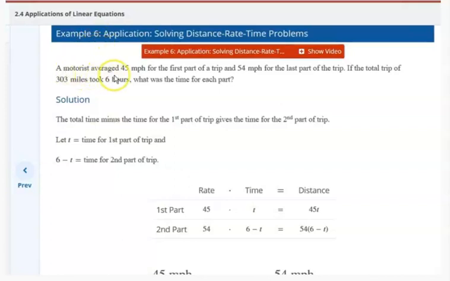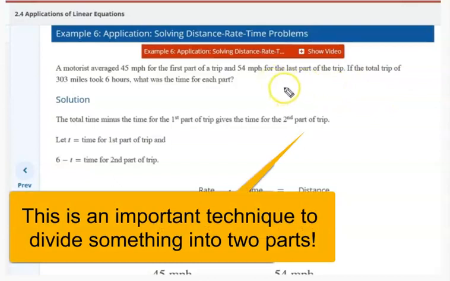Here a motorist averages 45 miles an hour for the first part of the trip, 54 miles for the last part of the trip. If the total trip took this many hours and was this long, what was the time for each part of the trip? Now, for this, I want you to follow along carefully with what I'm going to show you, because this can be used for any time you have a problem similar to this.